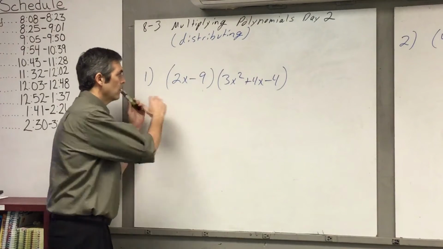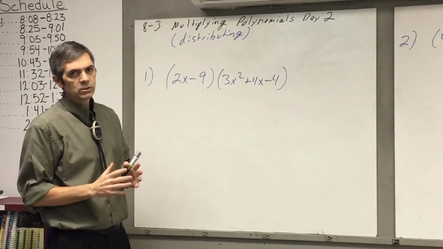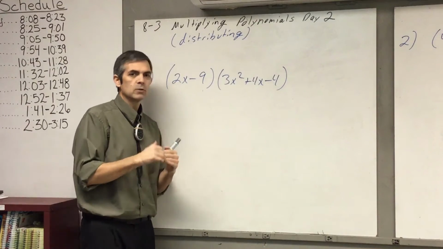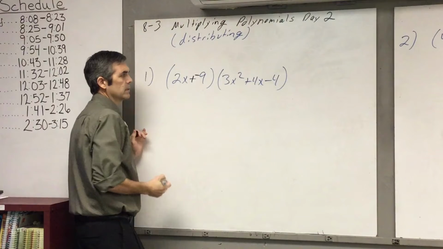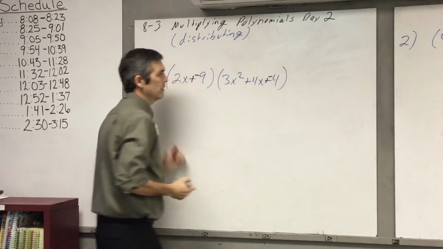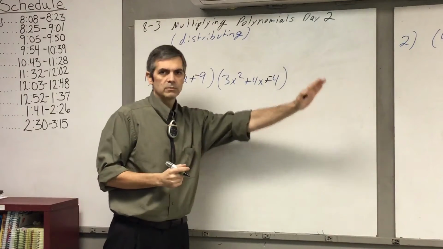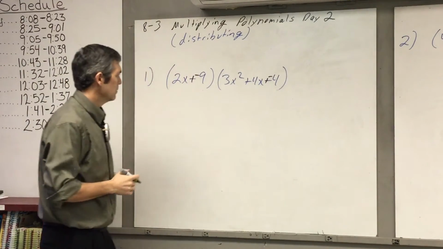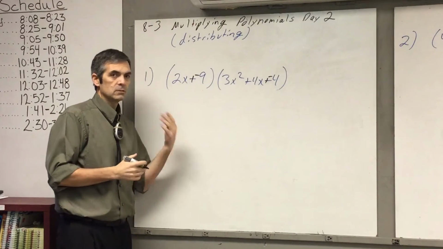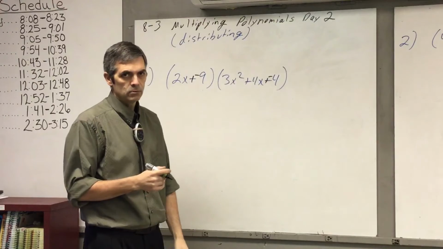So we have our binomial, we have our trinomial, and the first thing I want to do is change all the subtraction to addition. Click right there, click right there. That gets us nice and clean. Now it's easy to deal with as we go. We'll be distributing the right numbers through, and it's not a big deal. Remember, the distributive property is just multiplying that number times all the terms inside of those parentheses.